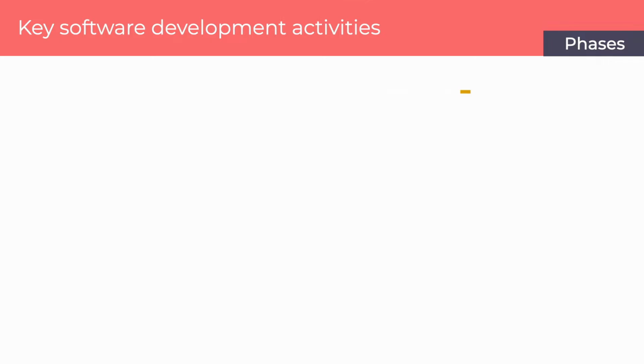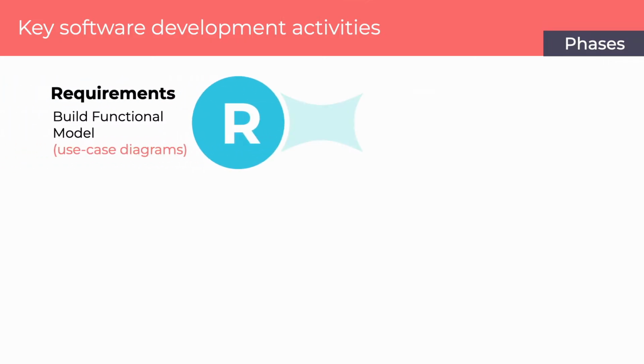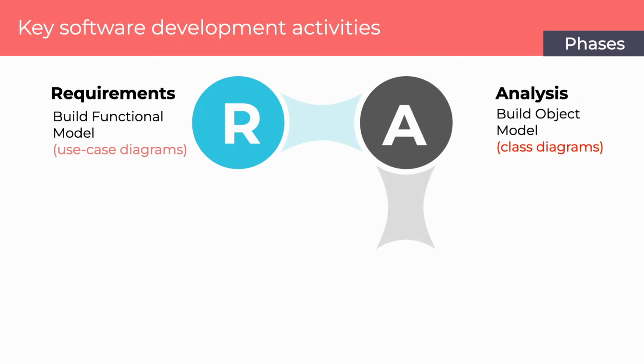The requirement collection phase. This is the very first phase that helps us to build the functional model for our system using the use case diagram. The analysis phase. This phase helps us to build the object model for a system using the class diagrams.